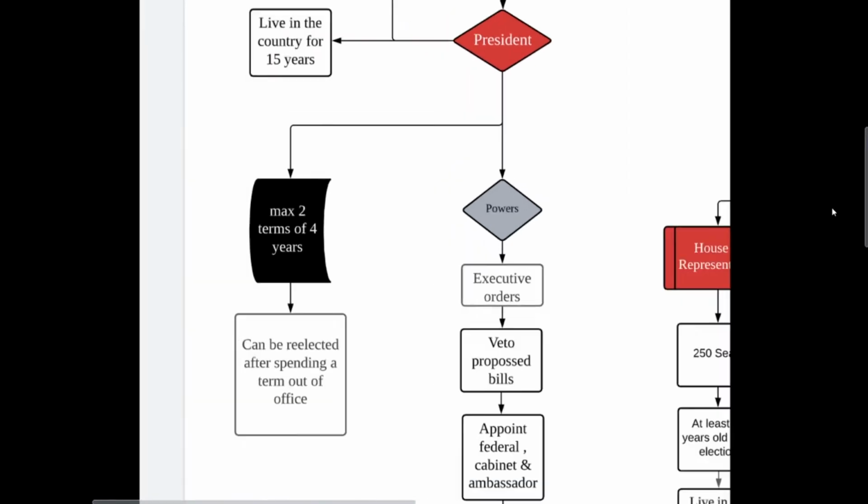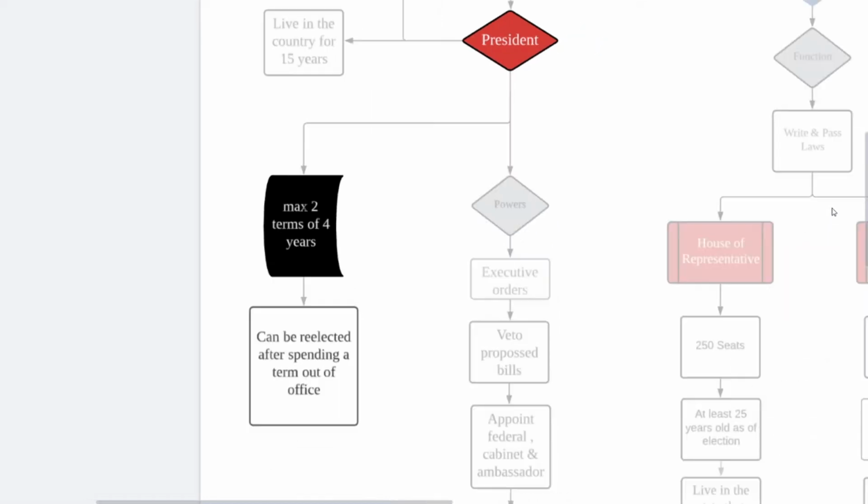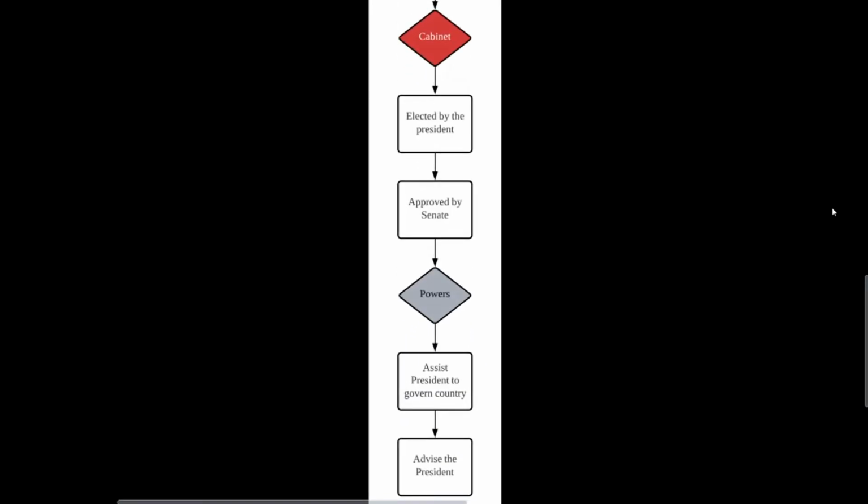The president may run for 2 terms of 4 years in a row, but he can be re-elected back into office after a term of inactivity. Below the president lies his cabinet, which serves as the president's assistants in administering and governing the country, all the while also having the power to advise the president.